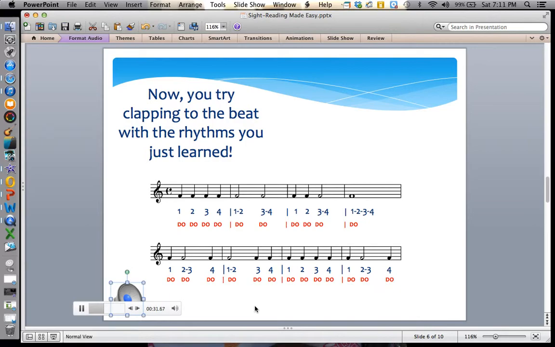Now I'm going to speak the word "do" in rhythm, based on what you just heard me perform for you with the clapping. This is how you would speak it. Follow along on the screen.